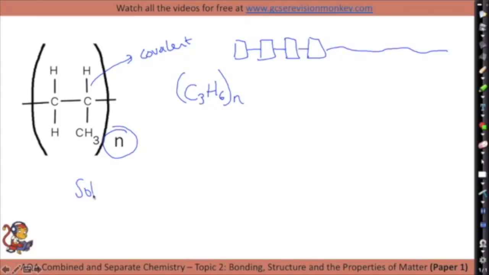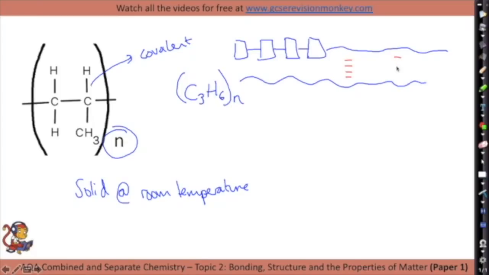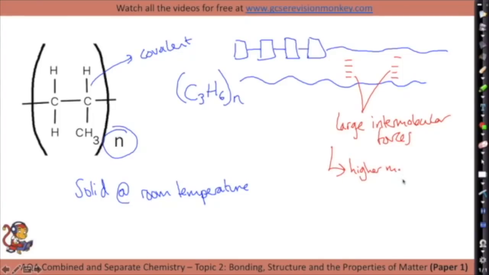Most polymers then are solid at room temperature. Whereas we said with the simple molecules that there were weak intermolecular forces, with polymers, if we had two polymer strands, for example, like here, the forces between the molecules, the intermolecular forces, are a lot larger. And that therefore gives them a much higher melting point and boiling point than simple molecules.